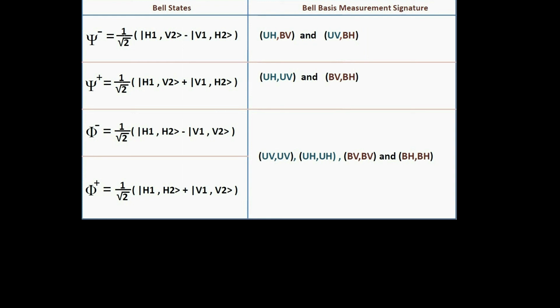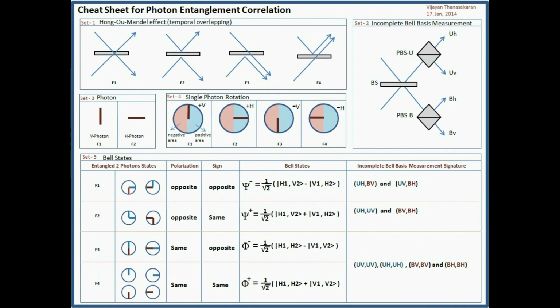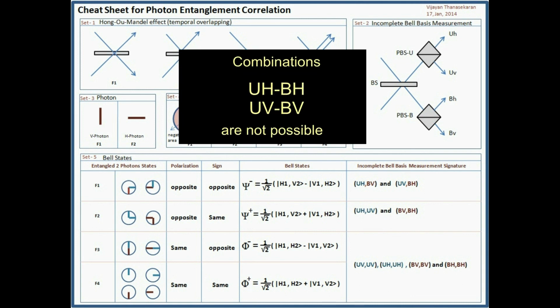Unfortunately, this Bell state measurement method doesn't differentiate the correlation of negative non-wave from positive non-wave. It is an incomplete Bell state measurement method. We can succeed only 50% of the time using this method. Here's a cheat sheet for quick reference. I will explain the complete Bell state measurement method in another video. We cannot see these signatures. Why? Because same polarized photons can come only through the same channels.